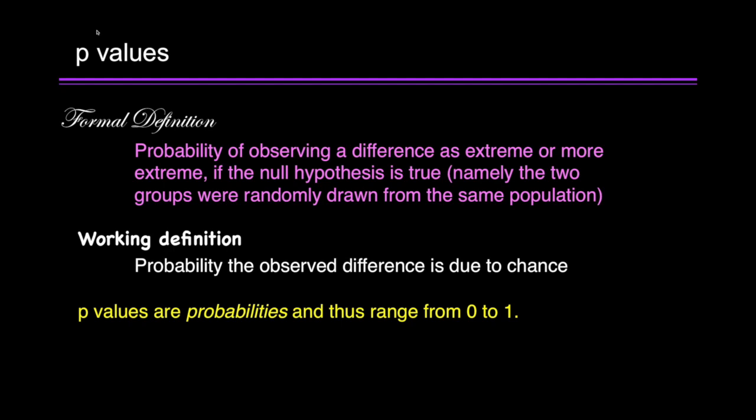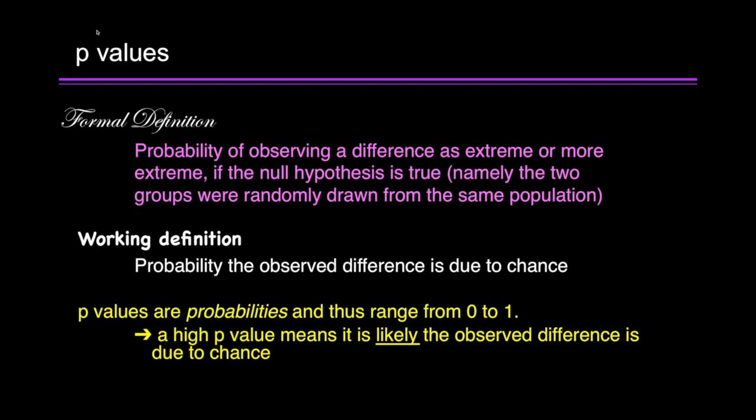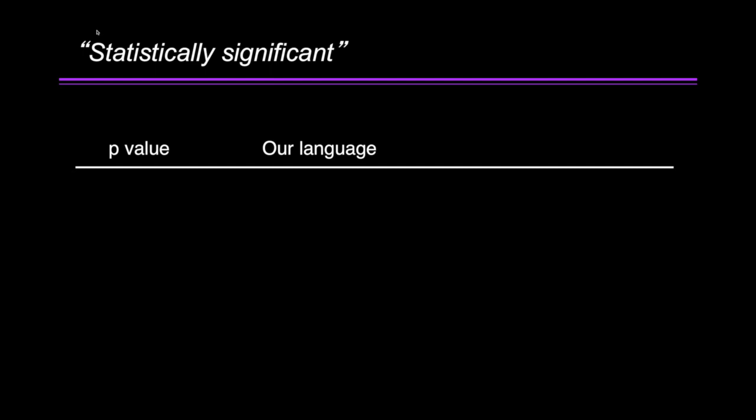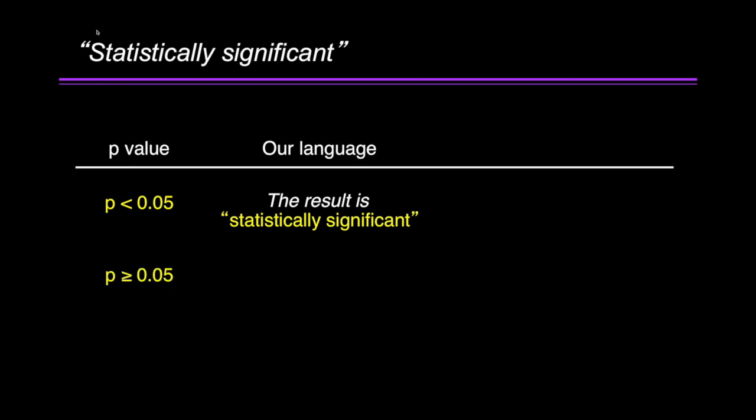P-values are probabilities, and they range from 0 to 1. A high p-value means it is likely the observed difference is due to chance. A low p-value means it is unlikely that the observed difference is due to chance. That brings us to the phrase statistically significant. If the p-value is less than 0.05, less than 5%, our language is the result is statistically significant. If the p-value is greater than or equal to 0.05, our language is there is no significant difference.